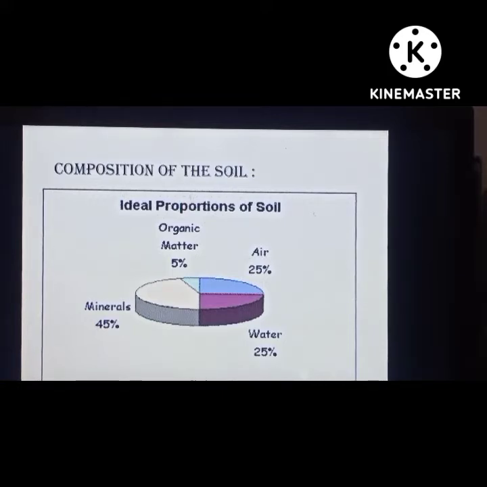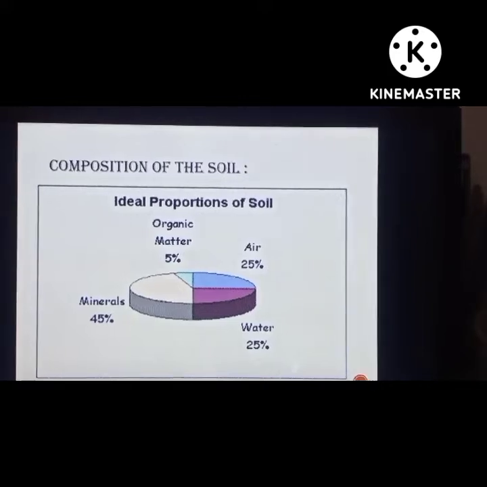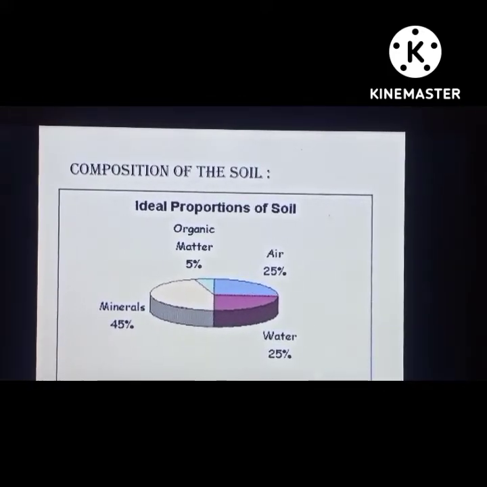See the composition of the soil, meaning the ideal proportion of the soil. These are the minerals, which is about 45%. It contains organic matter, which is about 5%. Then air 25% and water, that is 25%. This is the composition of the soil.